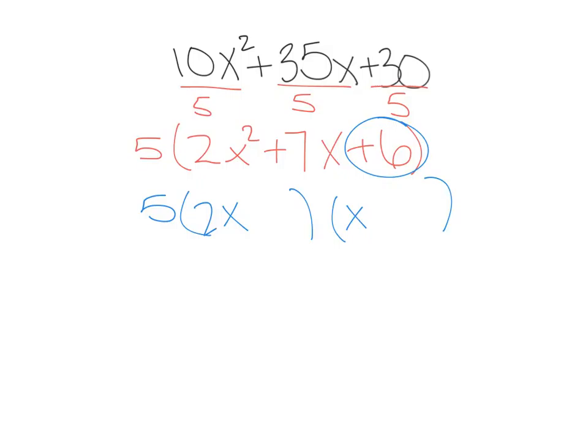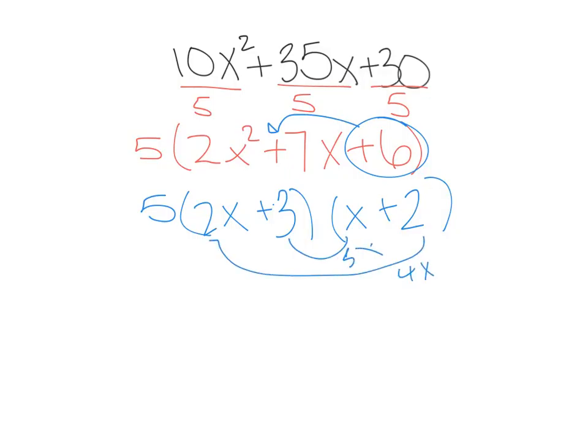What are both my signs going to be? Positive, because my middle term is positive. And what are factors of 6 here that will make this OI to 7? 6 and 1. But I have a 2 out front. So it's not just about the factors of 6, it's about the combination between the factors of 6 and the 2x and x. 3 and 2. So that's going to give me 4x and 3x, and that adds up to 7x. Good.